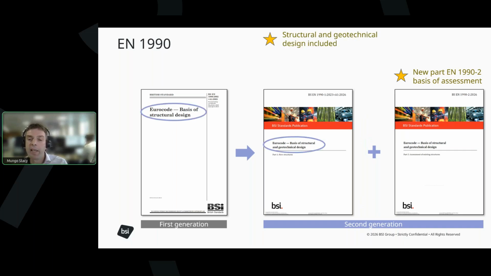The next key change is that compared with first generation, which was basis of structural design, within second generation Eurocode, the geotechnical basis of design has been incorporated in EN 1990. So we have a combined basis of structural and geotechnical design. Now, that design basis for geotechnical design was formerly in EN 1997. And one of the enhancements of second generation Eurocode is to bring that together so that we've got a consolidated basis of design covering both structural and geotechnical design, all within EN 1990.